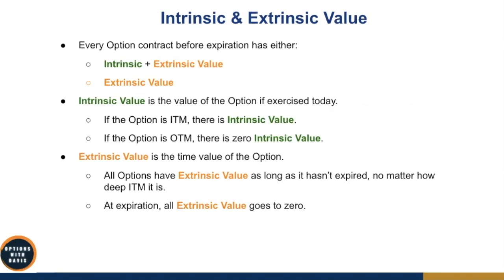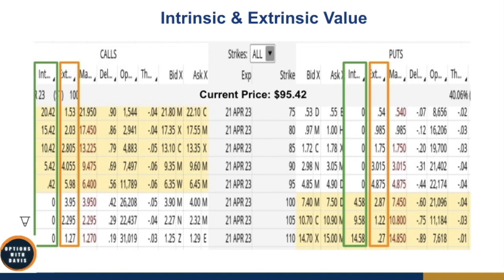Next is extrinsic value. Now, extrinsic value is also known as the time value of the option. So all options have extrinsic value as long as it hasn't expired, no matter how deep in the money it is, right? And at expiration, all extrinsic value goes to zero. So I want you to take a look at this option chain down here. As you can see, there are two columns for the call and two columns for the put options, right? So this is intrinsic and extrinsic, and intrinsic and extrinsic.